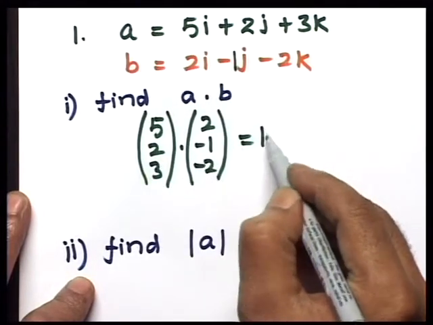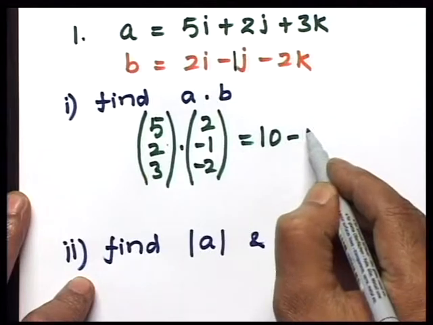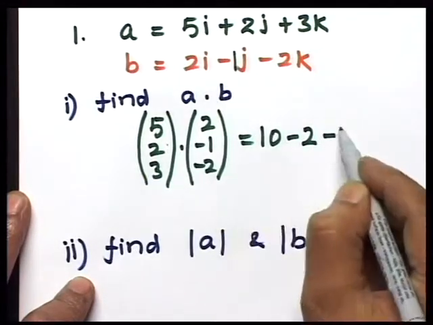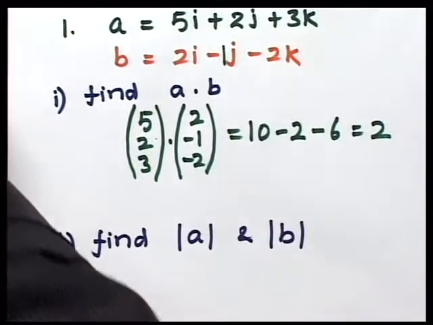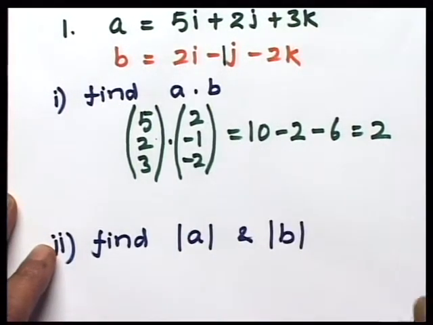5 times 2, 10, minus 2 times 1, and minus 3 times 2, 6. So we have a 2, right? That is the answer for a dot b, that's all.